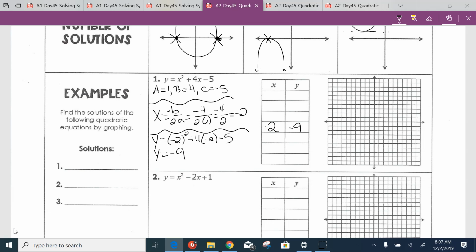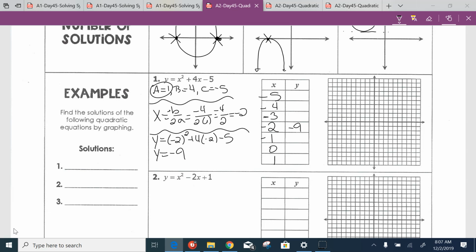Now I have my vertex. So it appears that since my a value is positive 1, the graph is going to open upwards. So it's going to go to the left and to the right. So I'm going to pick some numbers to the left and to the right of my vertex. So I'll pick, let's say, negative 3, negative 4, negative 5, and then I'll go in the other direction, negative 1, 0, and then 1.